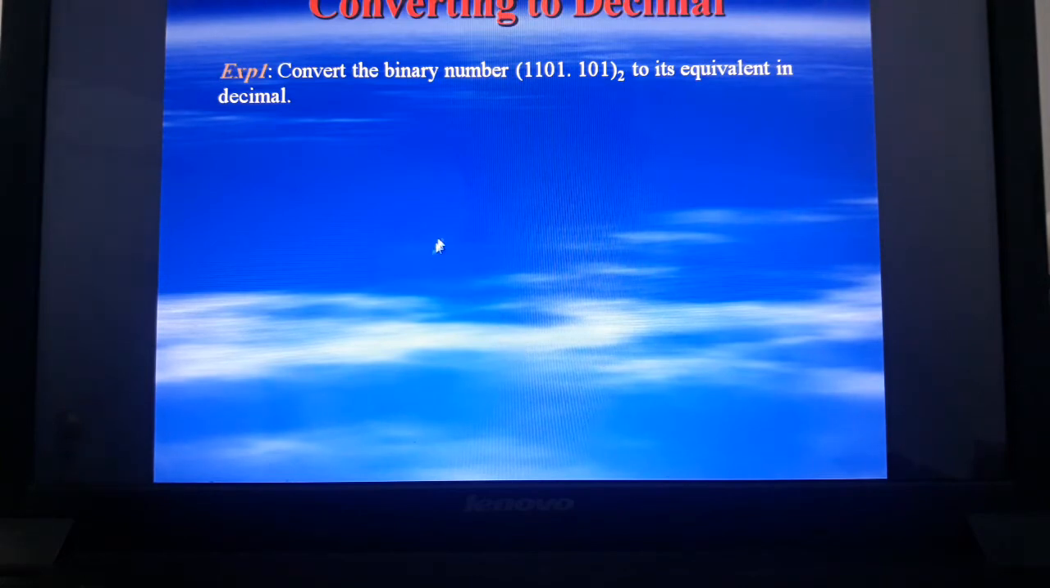Now, to convert to decimal system from any other system, we have an example, 1101.101 to convert it to the decimal.